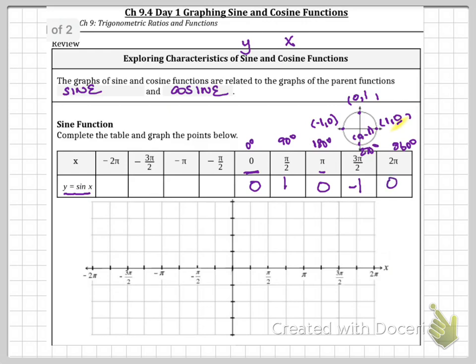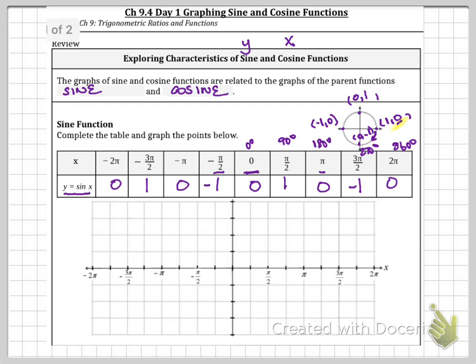So let's go backwards. Let's start at negative pi over 2. So remember, we're going here and we're going this direction. So that will be -1. The y value is 0 for negative pi. Y value is 1 for -3 pi over 2. And back at the negative pi, y is 0. So notice they repeat. So let's go ahead and graph these points.